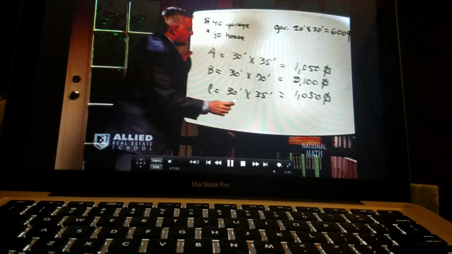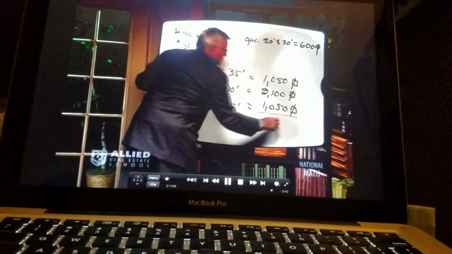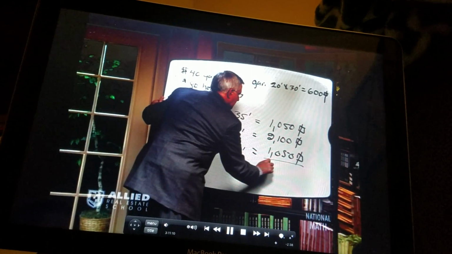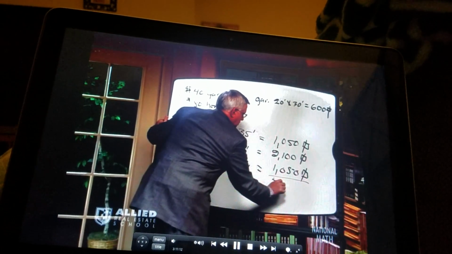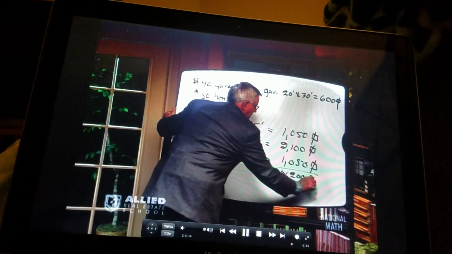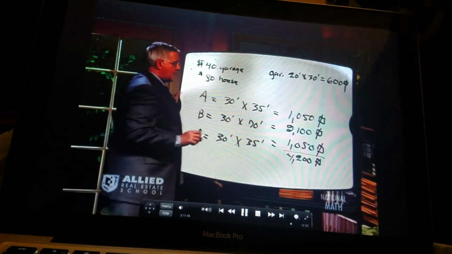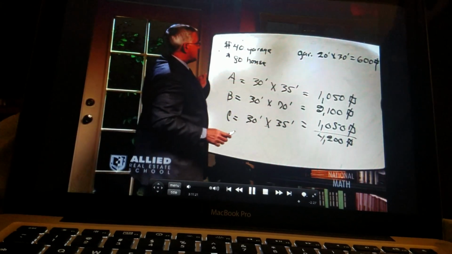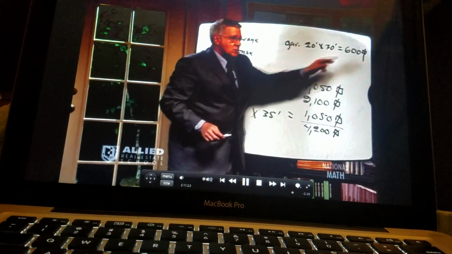So the total square footage of the house is going to be 4,200 square feet. Check my math on that. If it's wrong, let me know. But I think that's correct, 4,200 square feet, and we've got 600 square feet in the garage.